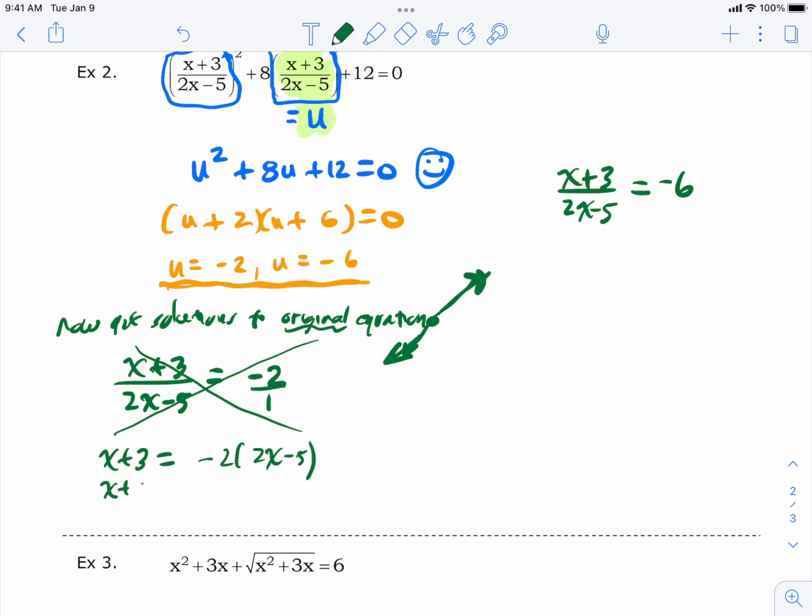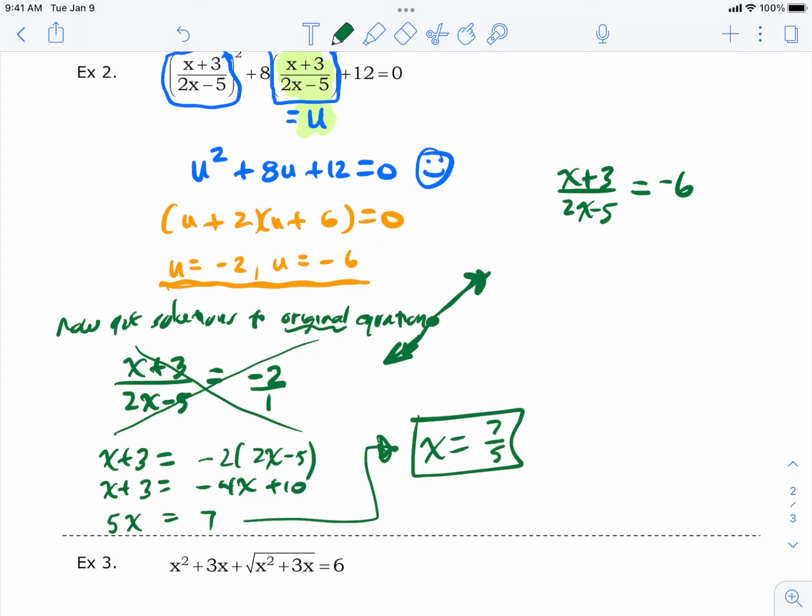So what do I got? I got x + 3 = -4x + 10. If I add 4x to both sides, that'll become a 5x. And if I subtract 3 on both sides, that'll be a 7. And so what I'm getting here is x is 7/5. And that's one of my solutions.